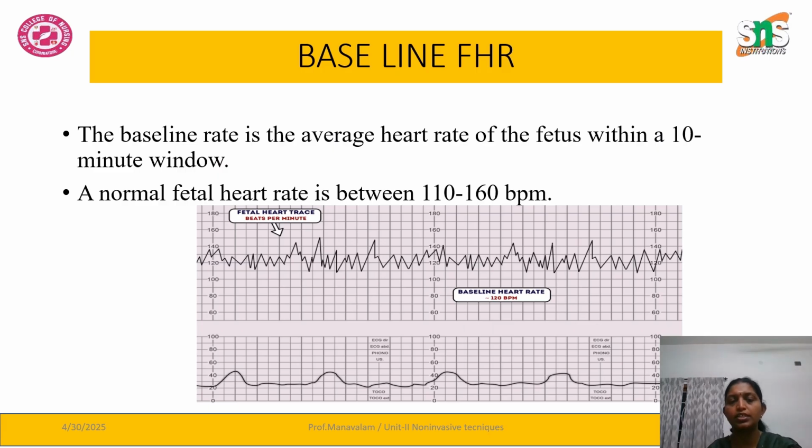Baseline fetal heart is the average heart rate that the fetus has. It is commonly shown in this cardiotocography machine in a 10 minute window period. According to this graph sheet, the baseline fetal heart rate is 120 beats per minute. Actually, the normal baseline fetal heart rate is between 110 to 160 beats per minute.